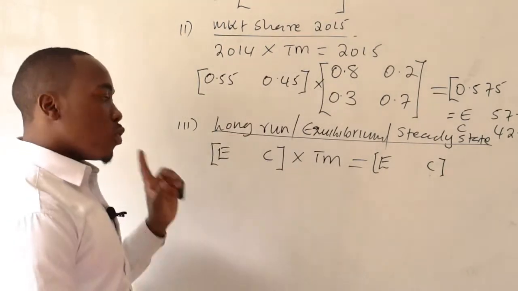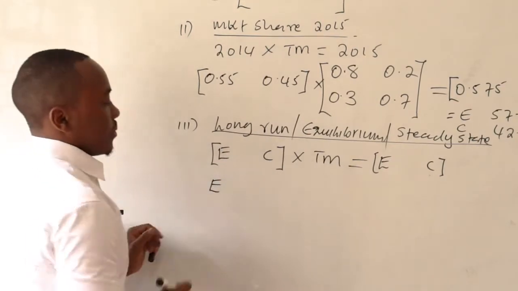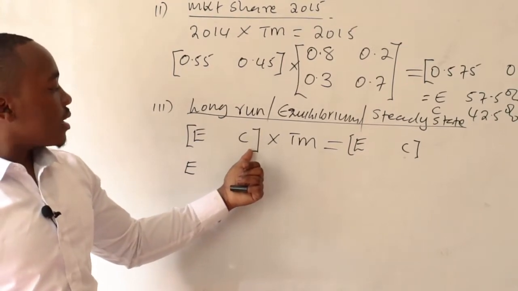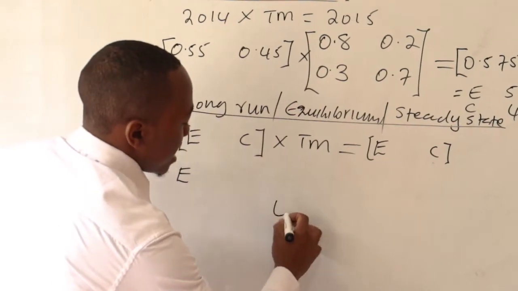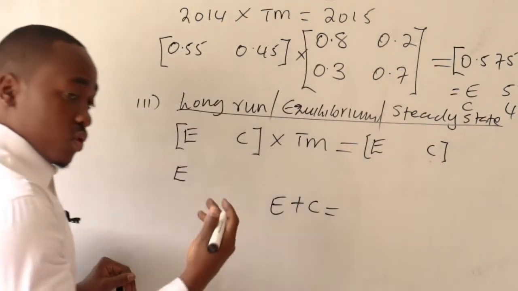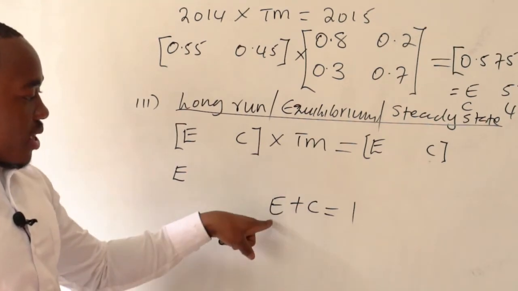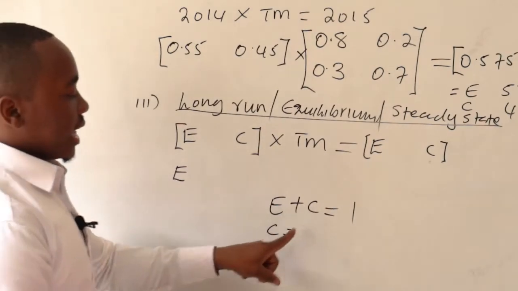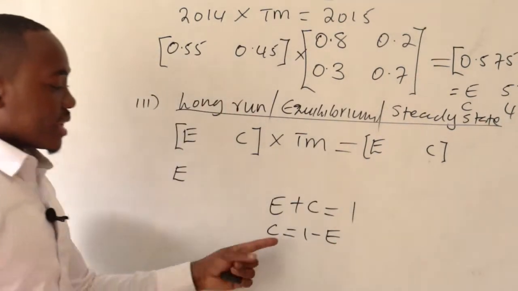Then you do it like this. You take the first element, which is E. If we have E, can we be able to get C? Yes, remember you have said that if you take E plus C, if you add the two, you should get 1. So to get C, it will be 1, and you take E to the other side, minus E. That's how you get C.